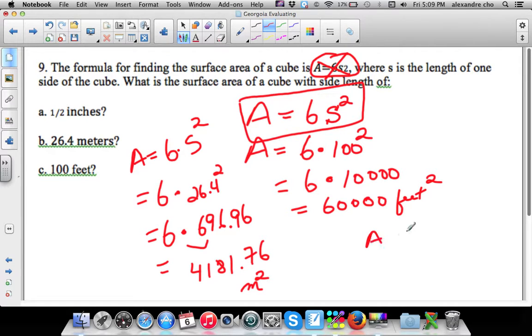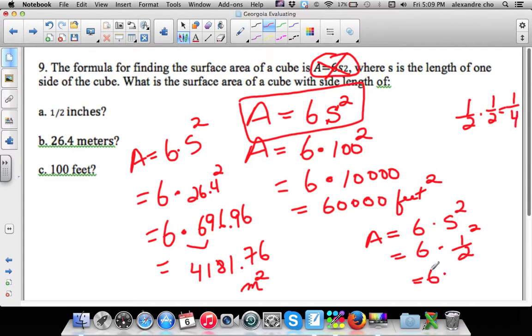See if I can squeeze it in here. Area equals, again, copy the formula, 6 times s to the second power. In this case, it's a very tiny cube. So it's 6 times half to the second power. Half to the second power is just half times half. When you multiply fractions, remember, numerator times numerator, denominator times denominator, and you get 1 over 4. So now you can replace half squared with 1 over 4.